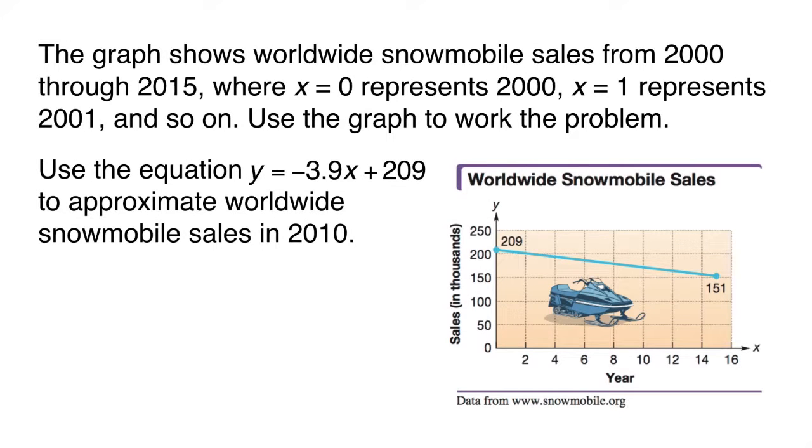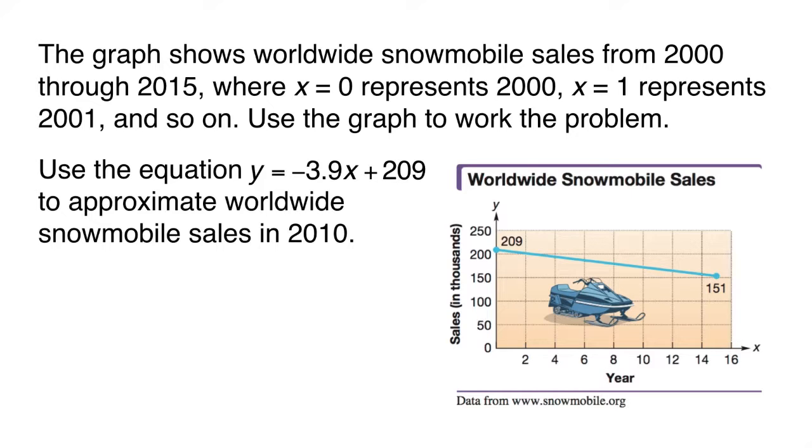The graph shows worldwide snowmobile sales from 2000 through 2015, where x equals 0 represents 2000, x equals 1 represents 2001, and so on. Use the graph to work the problem. The graph shows worldwide snowmobile sales, where the x-axis is the year from 0 to 16 in increments of 2.